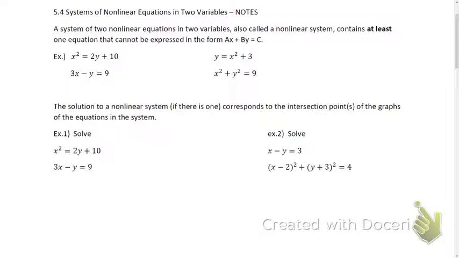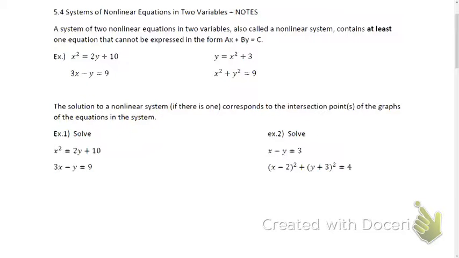In college algebra, we started 5.4, systems of nonlinear equations. Most of these are like parabolas intersecting with lines or a line intersecting with a circle. And so we have multiple answers. And we still have the option of substitution or elimination. So very similar to 5.1. It all depends on how it's presented.